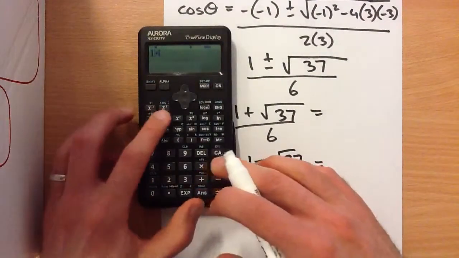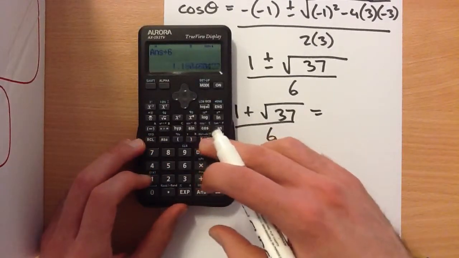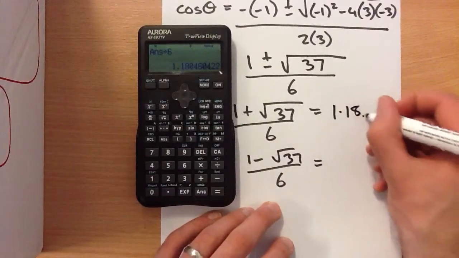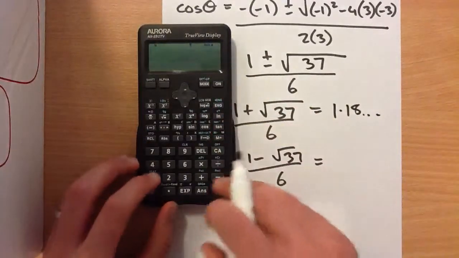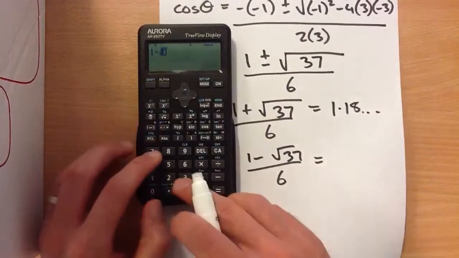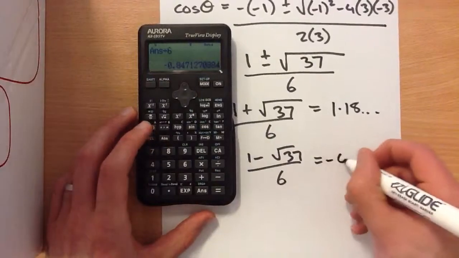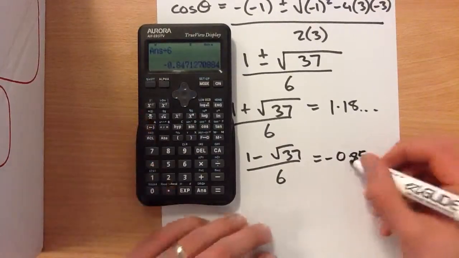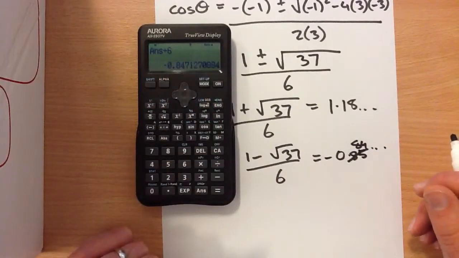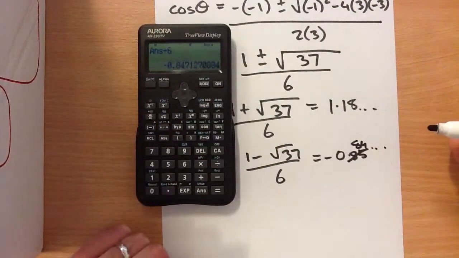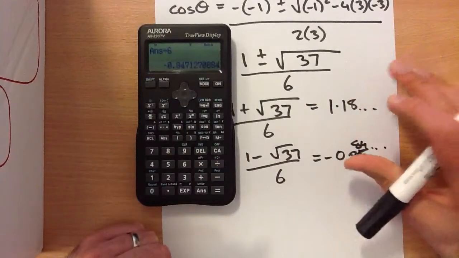So 1 plus the square root of 37 all over 6 is going to give me 1.18, to 2 decimal places, and 1 minus the square root of 37 all over 6 is going to be minus 0.85, but I'm just going to write it as minus 0.84 because the dot dot dot means that I'm continuing that on. I'm not going to take that off the screen. So one of these values actually is impossible in this question. Not always the case, but in this case it is.